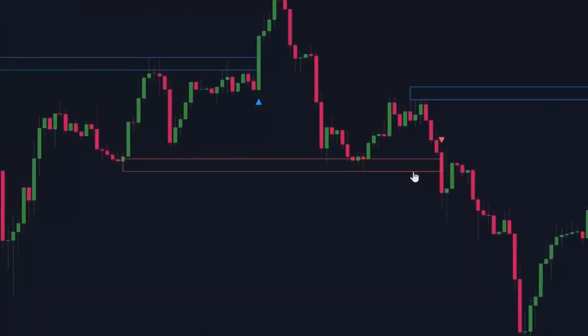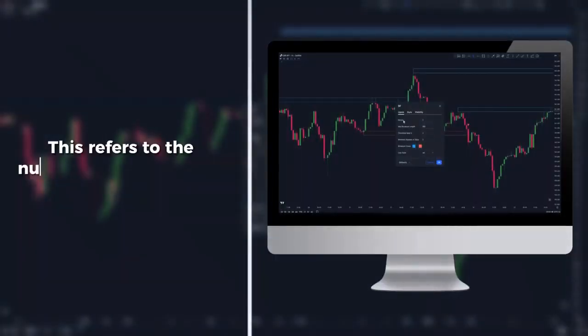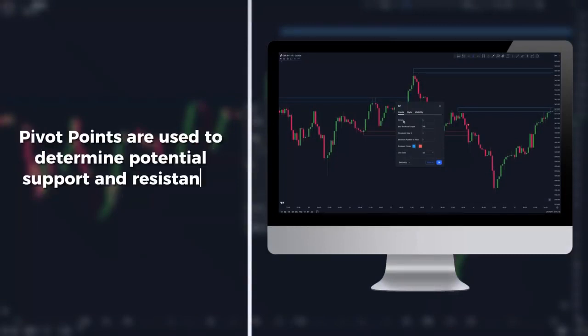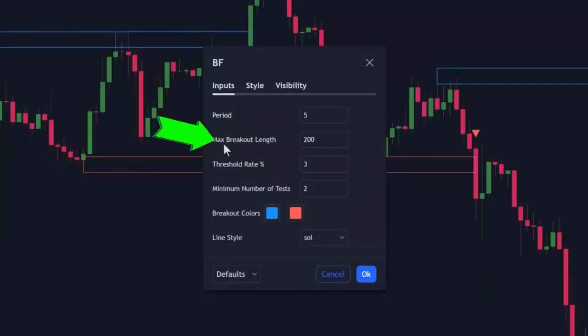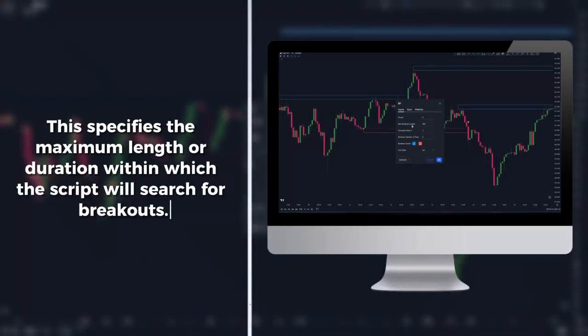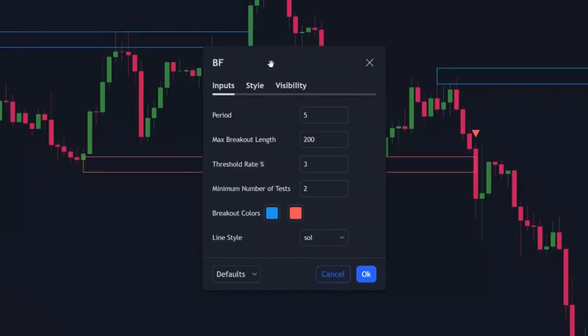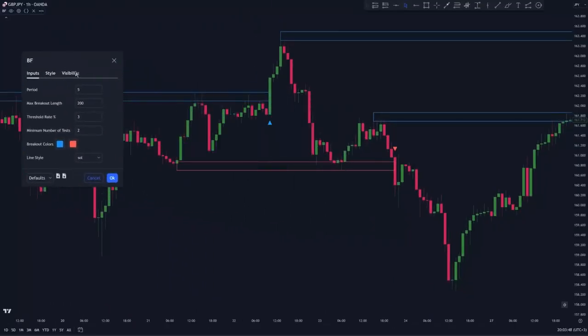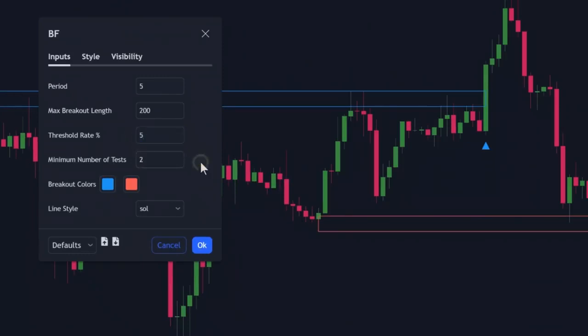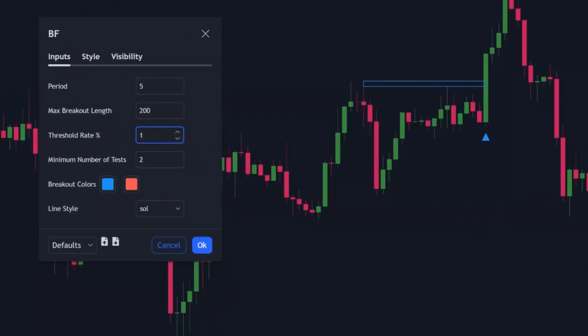Looking at the settings of this indicator, we can see several customizable options. The period. This refers to the number of candles used to calculate the pivot points. Pivot points are used to determine potential support and resistance levels in the market. Maximum breakout length. This specifies the maximum length or duration within which the script will search for breakouts. Threshold percentage rate. This determines the width of the breakout area. This width is calculated using the highest and lowest prices of the last 300 candles. A higher threshold will make the breakout channel wider, while a lower threshold will make the breakout channel narrower.